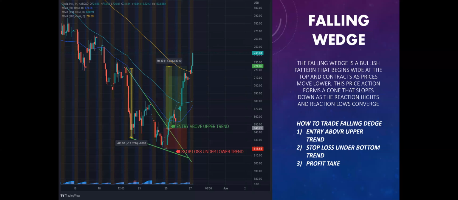Your entry would be above the upper trend, or the resistance line if you want to call it. Stop loss should be under the lower trend or the support level. Falling wedge and rising wedge are reversal patterns. So when you see a downtrend ending with a falling wedge, you should be like, okay, this could be a reversal sign. We're going to break the downtrend again into the uptrend.